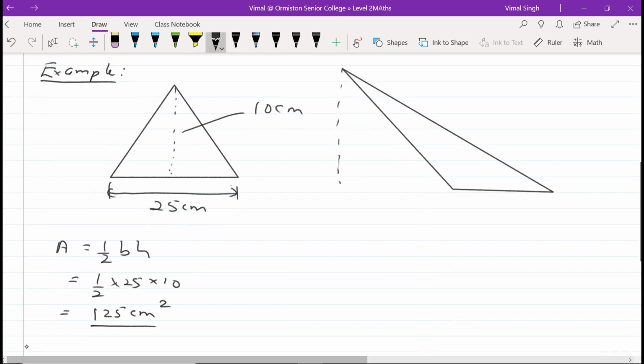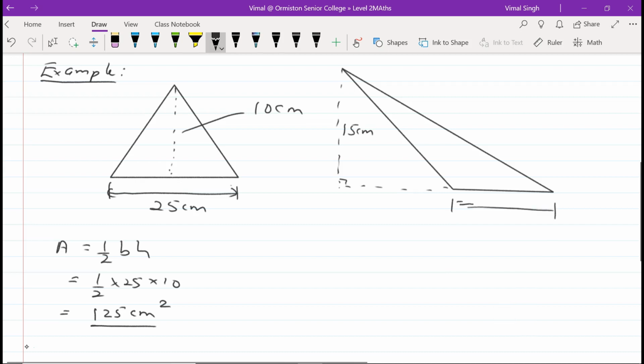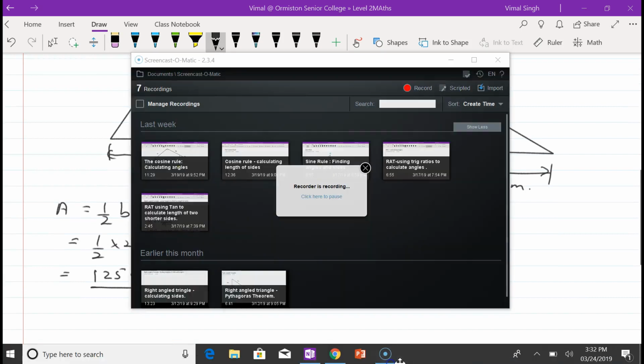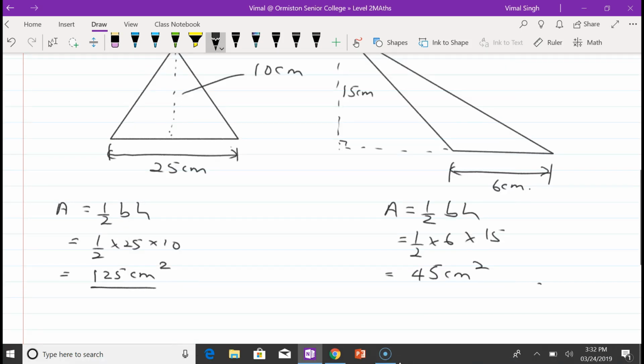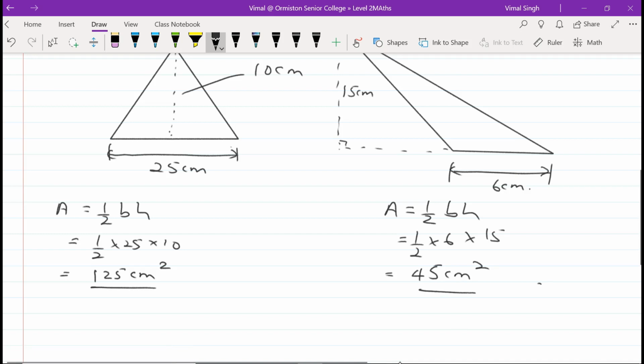For this one, let's say the height comes out to be 15 centimeters, and the base over here is, okay, let's try again. Okay, that's much better. Let's say the base is 6 centimeters. Therefore, the area is half base times height, which is half times 6 times 15, and this gives me 45 centimeters squared. Okay, so that's using the triangles.